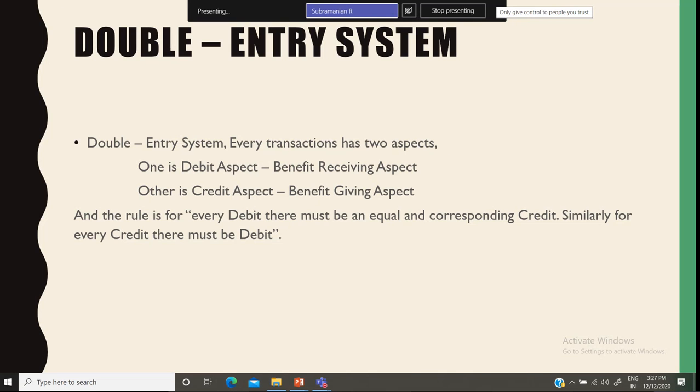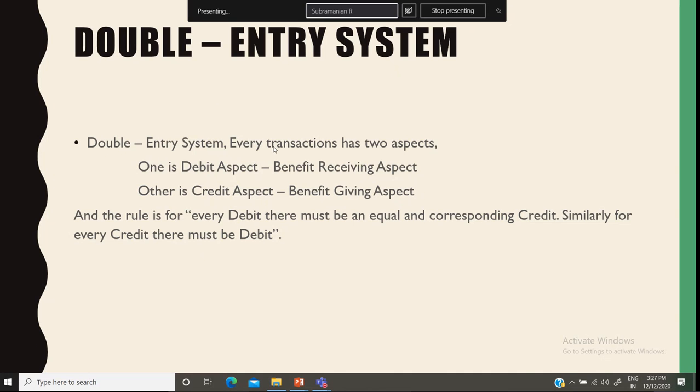So double entry system means two aspects should come to your mind: the debit aspect and the credit aspect. The debit aspect means the benefit receiving aspect, the credit aspect means the benefit giving aspect. For every debit there must be a corresponding equal amount of credit, and for every credit there should be a debit of equal and corresponding amount. So the debit and credit aspects come under the double entry system.